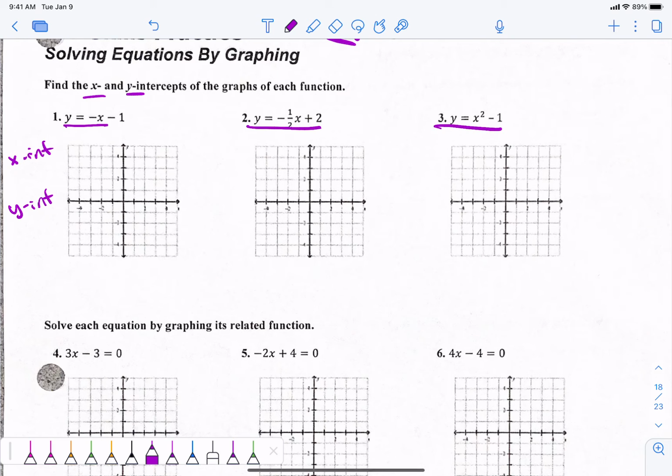How do you find x-intercepts again? We plug in 0 for y. How do you find y-intercepts? 0 for x.